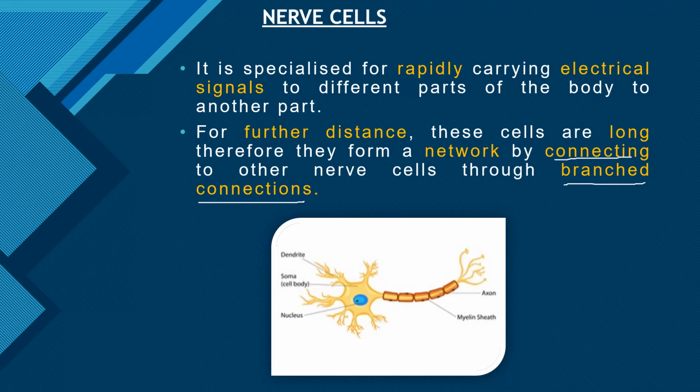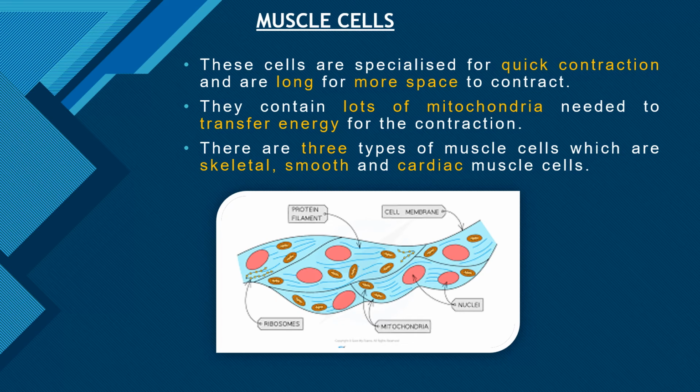Moving on. Muscle cells. These cells are specialised for quick contraction and are long for more space to contract. They contain lots of mitochondria needed to transfer or generate energy for the contraction. There are three types of muscle cells, which are skeletal, smooth, and cardiac muscle cells. Now, you don't really need to know about this point or the three types of muscle cells. However, it's just good to know that there are different types.